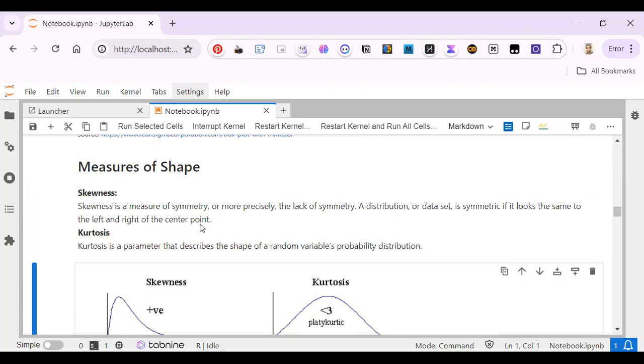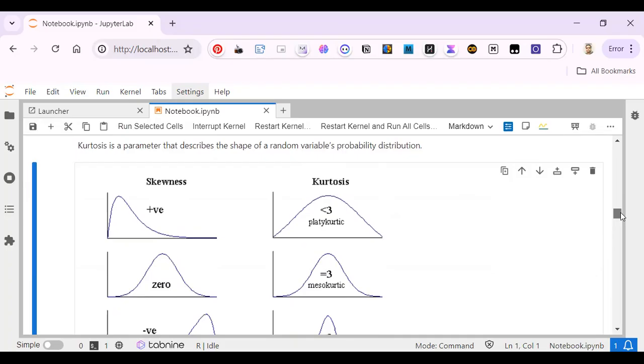So that is what skewness will indicate. Kurtosis is a parameter that describes the shape of a random variable's probability distribution. I'll just give it as 3 diagrams so you can make sure to understand.